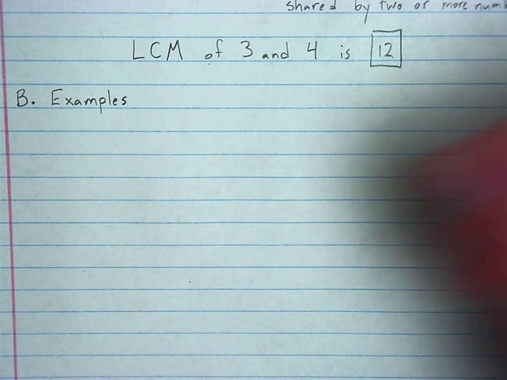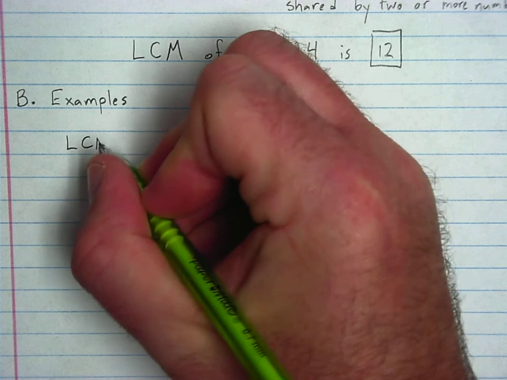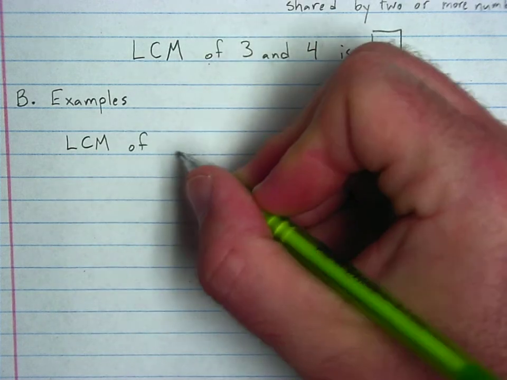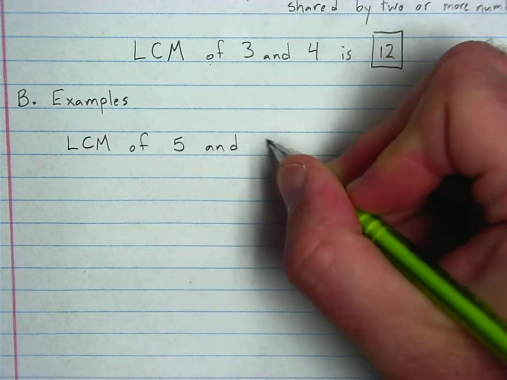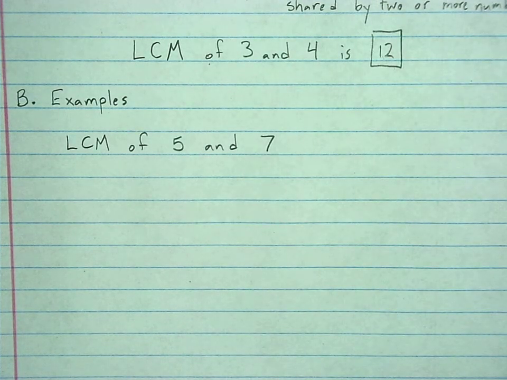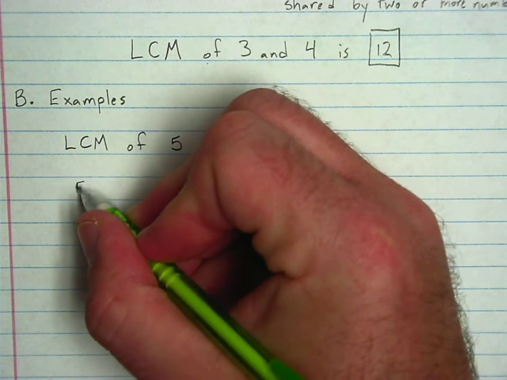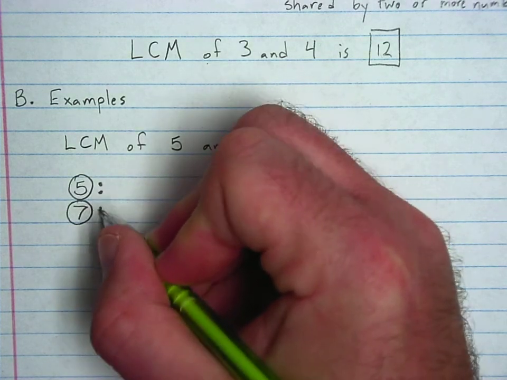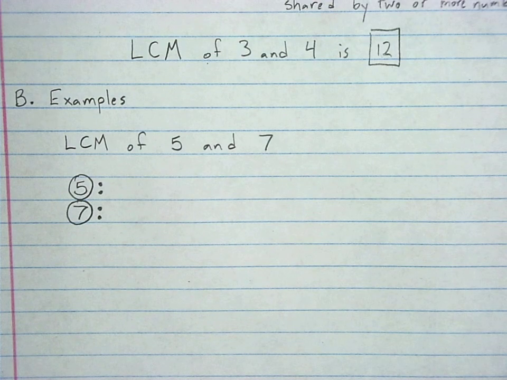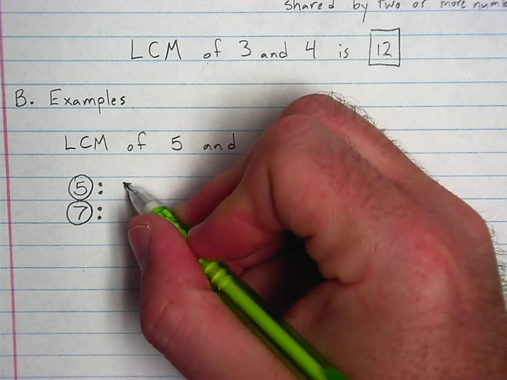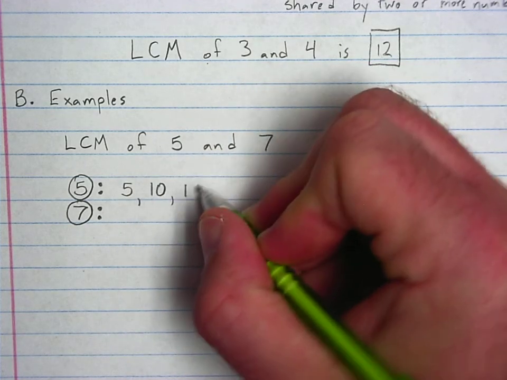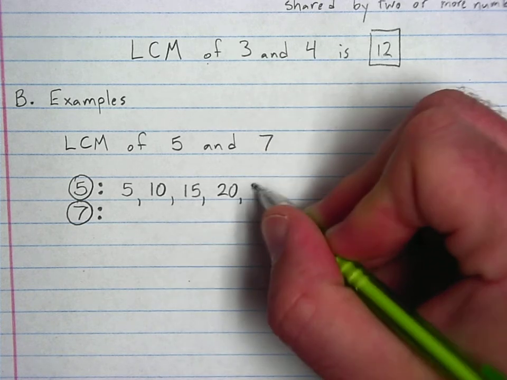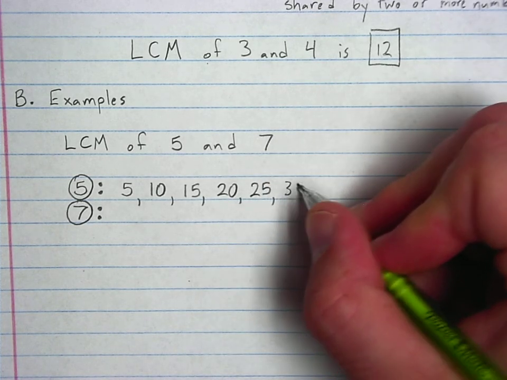Okay. Let's start by trying to find the LCM of 5 and 7. Got 5 here, 7 here. I usually put the smaller number on top. Honestly, it doesn't really matter. There are pros and cons for doing it both ways. I just like to keep it in order. Times 1, times 2, times 3, times 4, and so on. Just go ahead and count out.